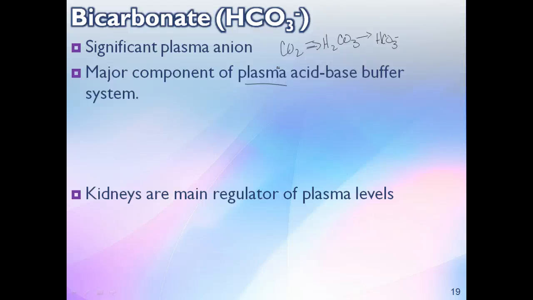Concentrations tend to increase in blood traveling through your systemic tissues. This is, of course, because in your systemic tissues you're picking up carbon dioxide, which is being converted into carbonic acid and bicarbonate. And then, of course, those bicarbonate concentrations decrease as we travel through pulmonary capillaries, and it's converted back to CO2 in order to be expelled from the body.